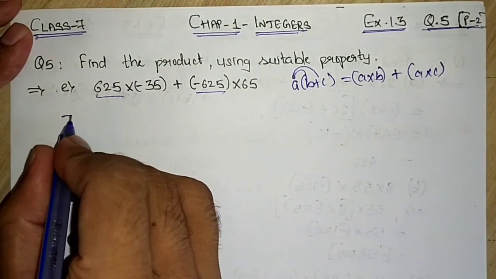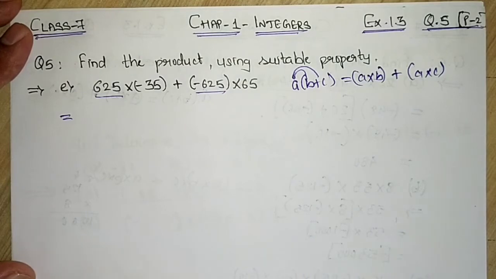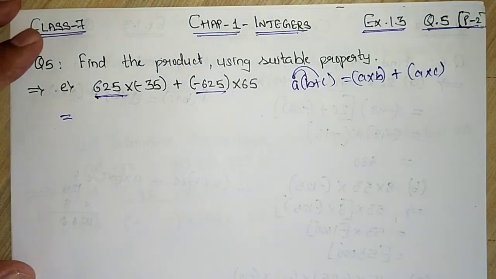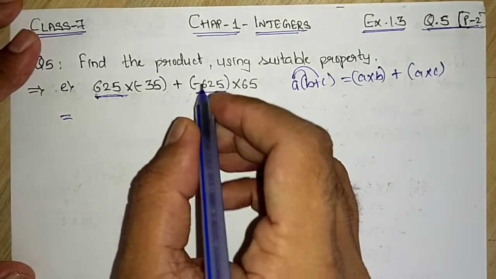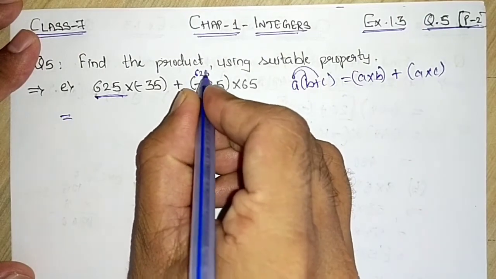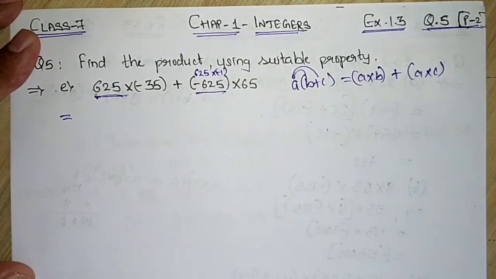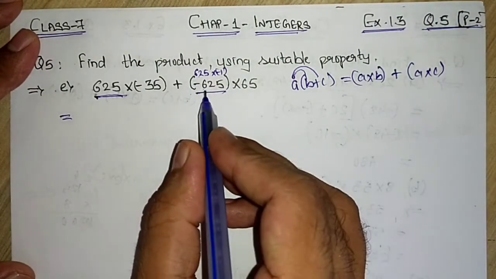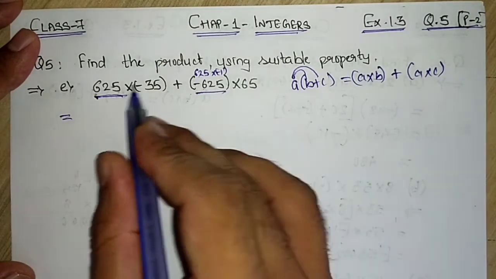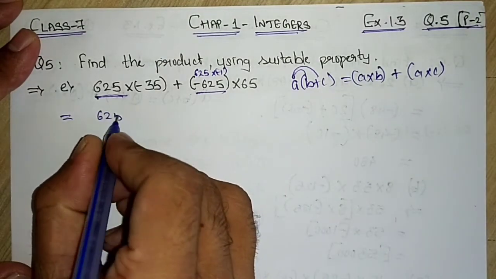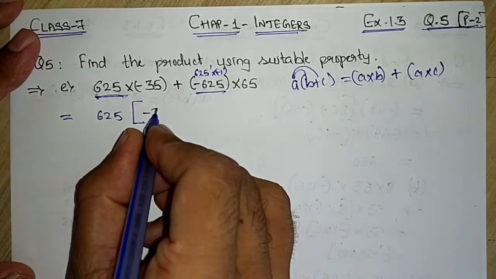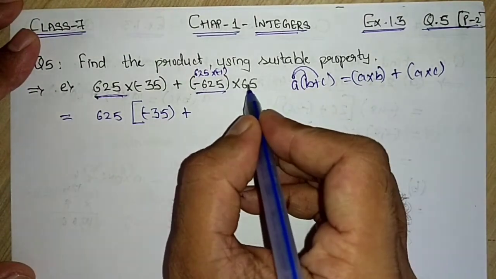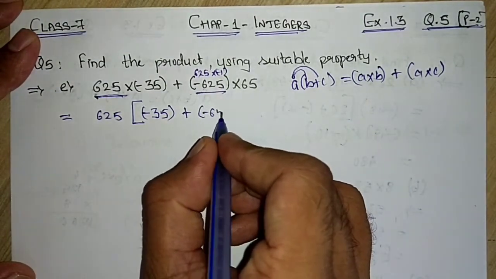So we can apply the same rule, but if you look properly, here I have plus 625 and here minus 625. So don't worry students, minus 625 can be written as 625 into minus 1. See students, 625 into minus 1 will give me minus 625. So what we will do, we will take plus 625 as common and into bracket we will keep minus 35 plus this minus 1 into 65 will become minus 65.